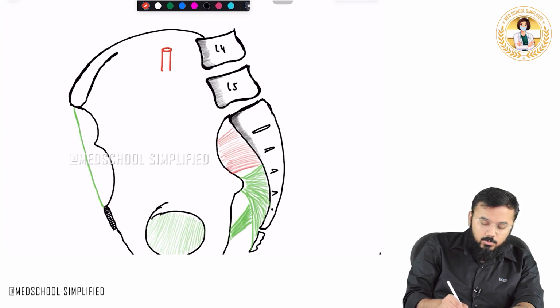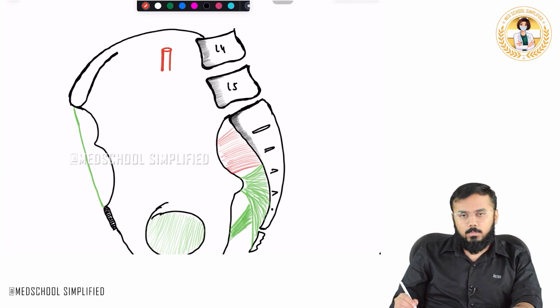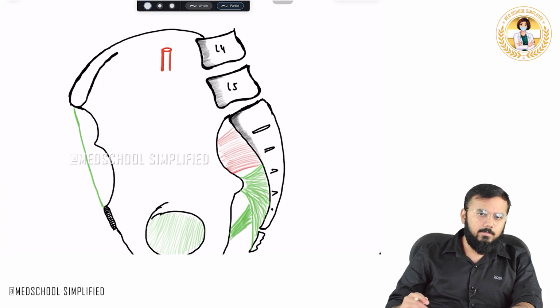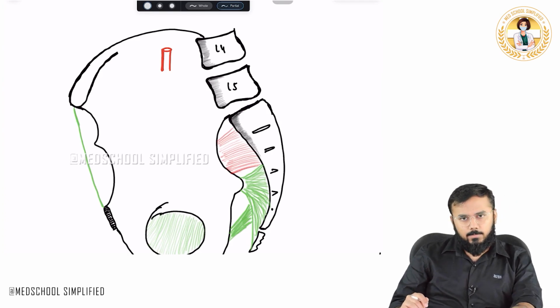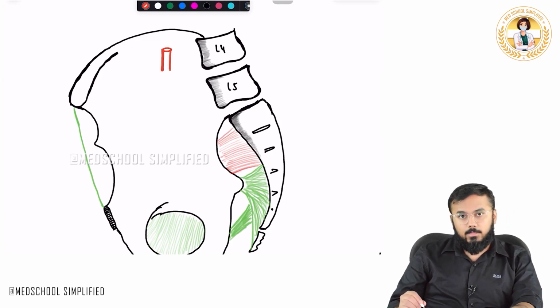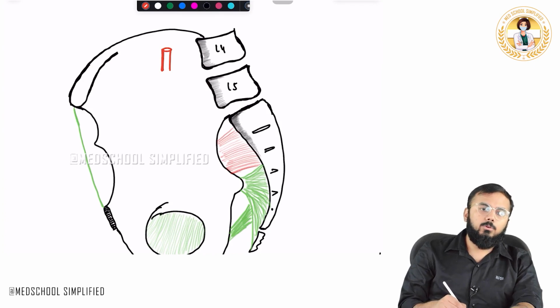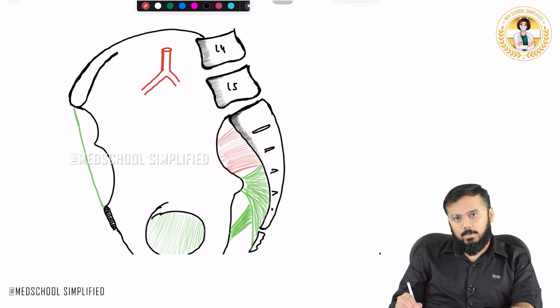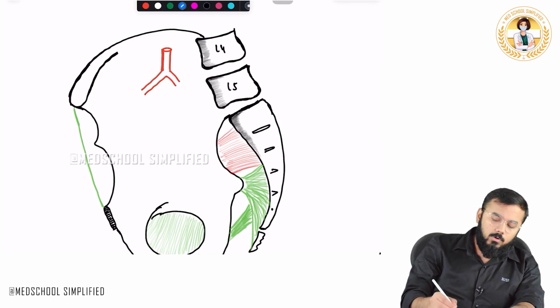This is your abdominal aorta, which will divide into common iliacs. The common iliacs will in turn divide into external and internal iliac. So let us say this is your common iliac artery. This common iliac artery is dividing into two important branches. This branch is called external iliac and this branch is called internal iliac.